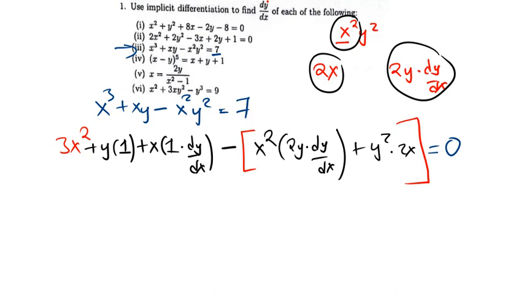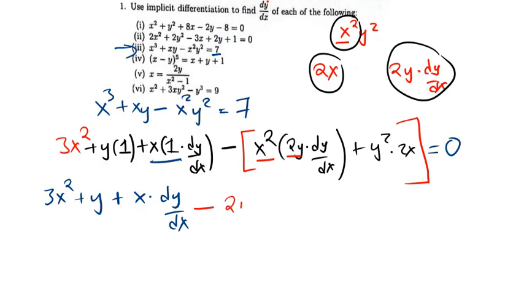Let's try to simplify this. So we have 3x squared plus y plus x dy dx. Distributing the negative, we'll have 2y times x squared is going to be what? 2x squared y. Or you can, whatever you like, you can say 2y x squared dy dx. Again, this negative multiplied by the other part, it will be negative 2x y squared equal to 0.